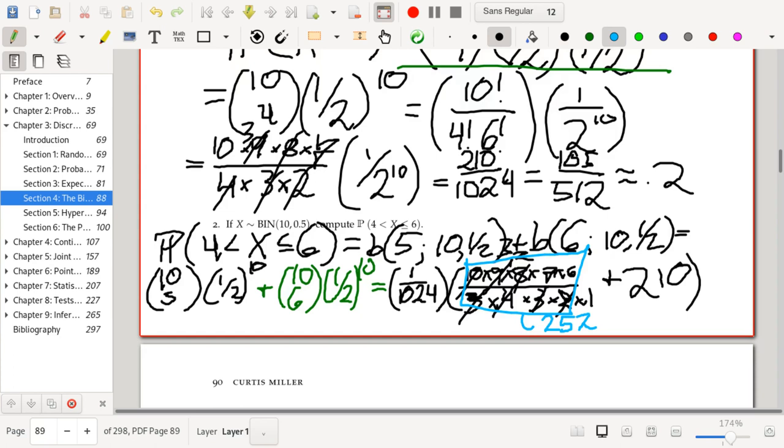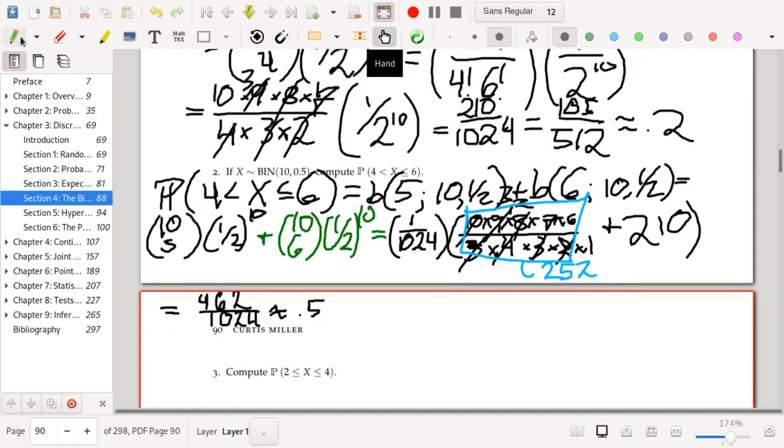So we will get, for the probability, 252 plus 210, which is going to be 462 divided by 1024, which is around 0.5 after you do some rounding. We could also do some reducing of that fraction too.